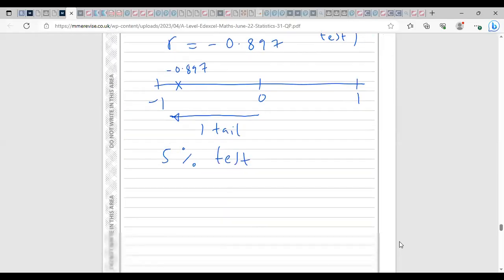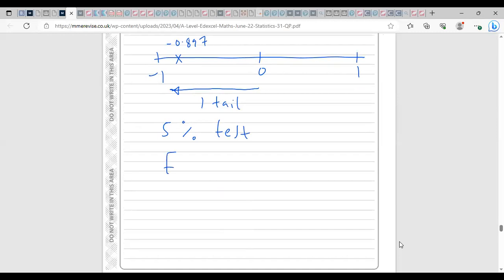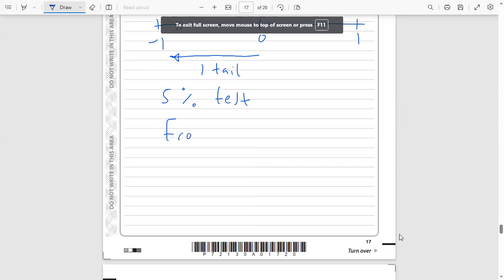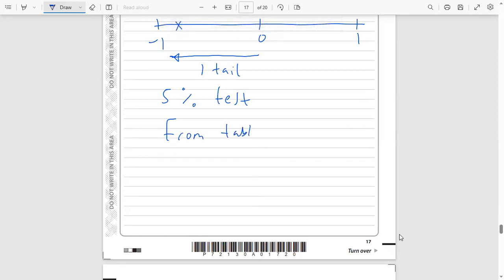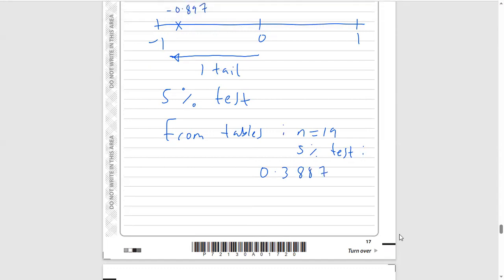So from the tables, when n was 19 and a 5% test, sorry, let me rub that out again and try to write a bit neater. When we do a 5% test, n equals 19, we got this 0.3887 value. So that's what we got with a 5% test there.